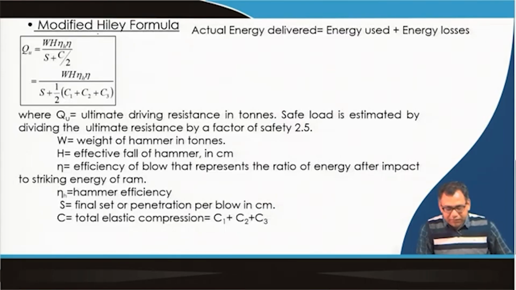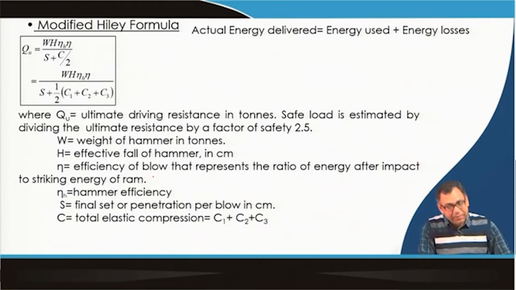Similarly, there is the modified Hiley formula, where the actual energy is equal to the energy used plus the energy lost. In the previous equation also, the energy loss is taken care of by the empirical factor C, but here the total delivered energy is the energy used plus the energy loss. Based on that we determine the ultimate load carrying capacity of the pile. Again, W and H are the weight of the hammer and the height of fall respectively. The factor of safety here we have to apply is 2.5, and eta is the efficiency, and I will discuss how we can calculate eta.